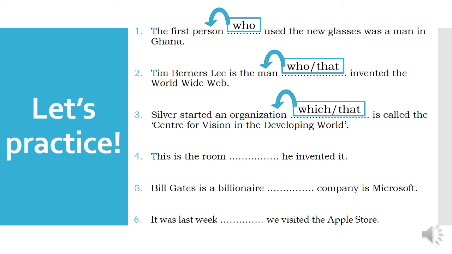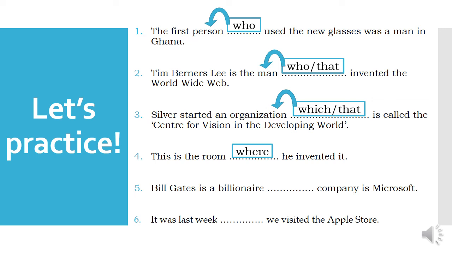Next, number 4. This is the room, blah blah blah, he invented it. We need a connector to explain the word the room. The room is a thing. So we use connector which or where, because where is location. This is the room where he invented it. Ini adalah ruangan di mana dia menemukannya.